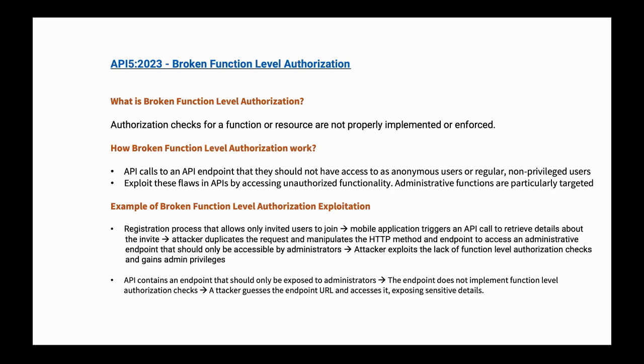In another common scenario, an API contains an endpoint that should only be exposed to administrators, which returns details of all users in the application. But because of the lack of function level authorization checks implemented on that function, an attacker guesses the endpoint URL and accesses it, exposing sensitive details of the application's users.